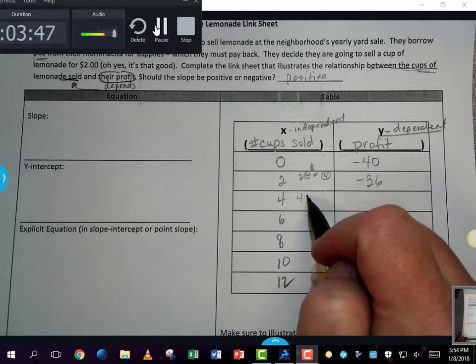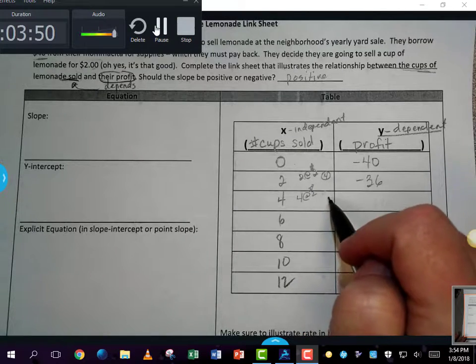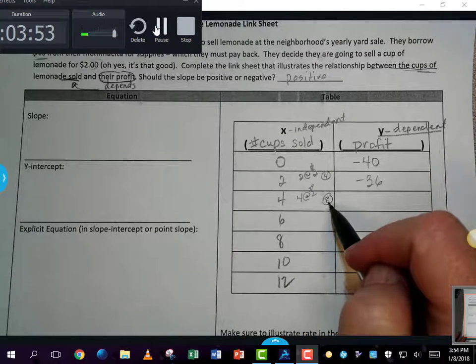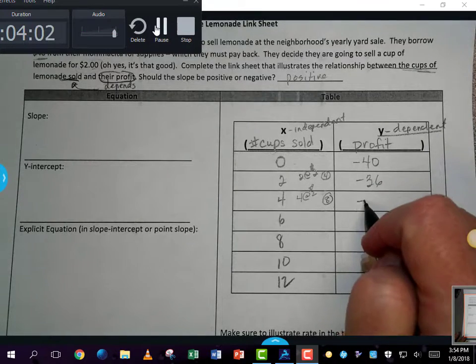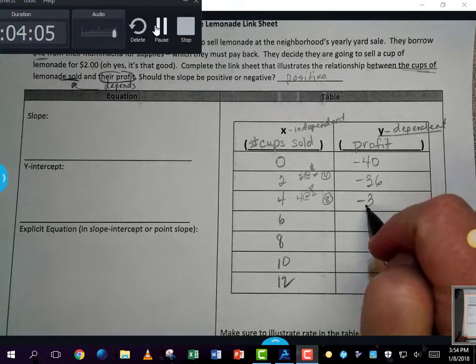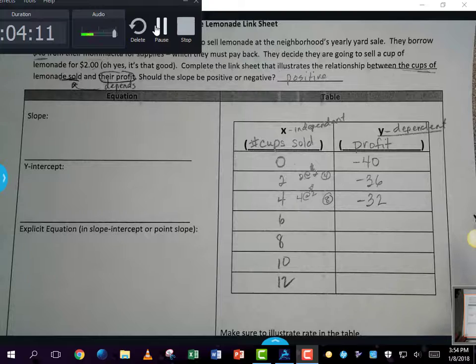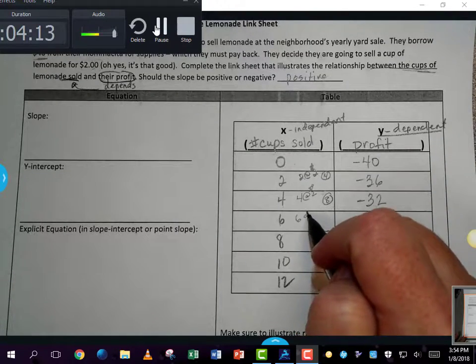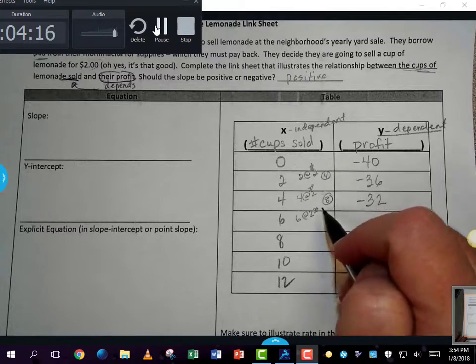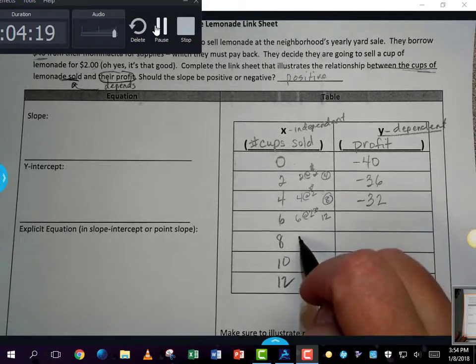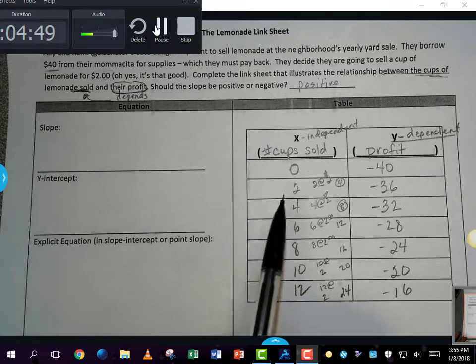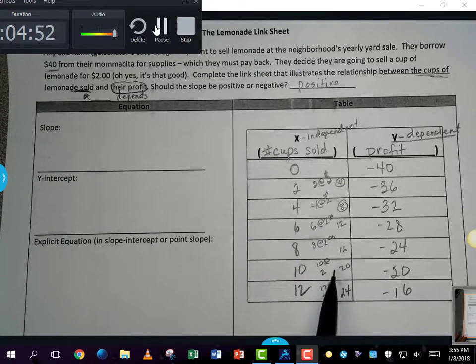This would be 4 cups at $2. That's $8. They've earned $8, but that's not their profit. They have earned $8, but the first thing they have to do is pay me back, right? So since they have to pay me back a total of 40, if they sell 4, they earn $8, they have to give that to me, they still owe me $32. So etc. 6 cups at $2. After we have filled that out, because you can fill this out without writing the equation, we need to go back and write the equation.